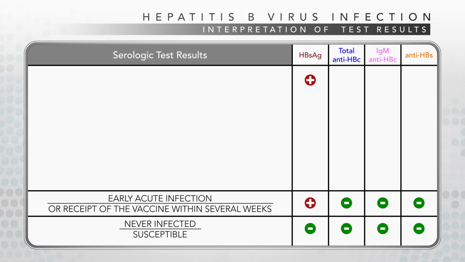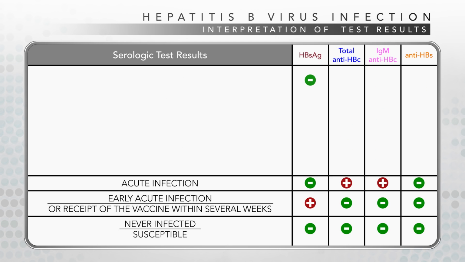Positive HBsAg, total anti-HBc, and IgM anti-HBc with negative anti-HBs indicates acute infection. As acute infection resolves, HBsAg will disappear, and before anti-HBs appears, both HBsAg and anti-HBs will be negative, while total anti-HBc and IgM anti-HBc will be positive.